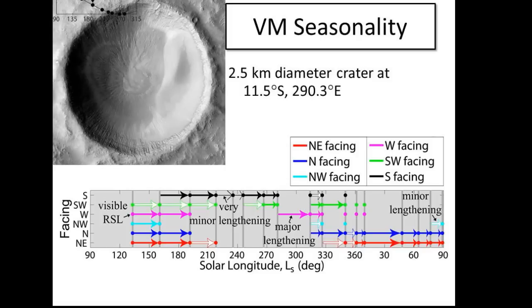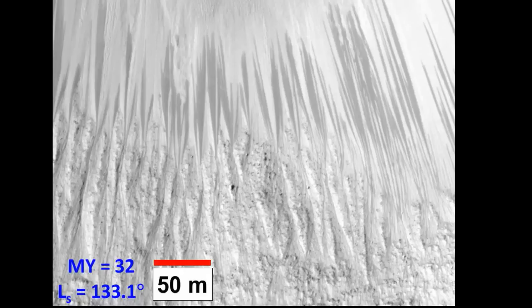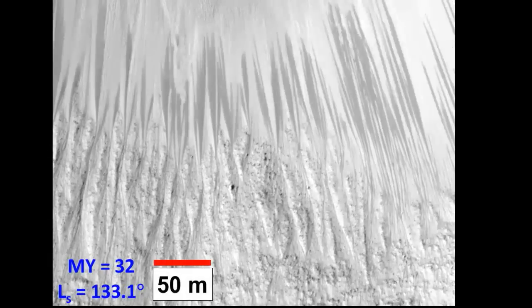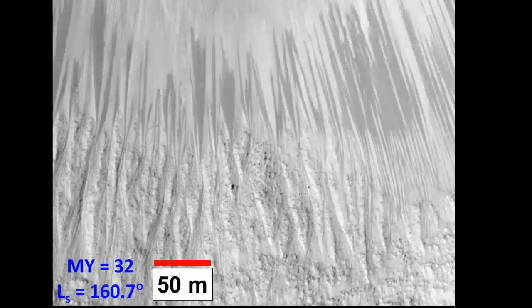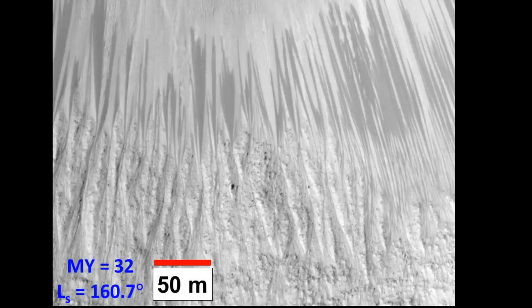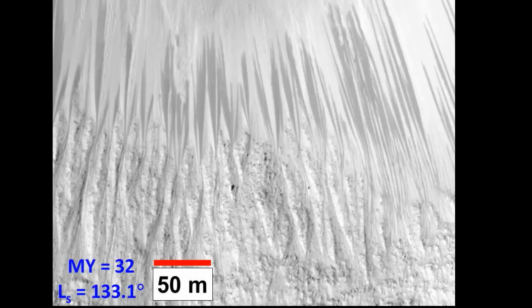Just due to time, I'm going to skip over this real quick because I'll talk about it a bit later. These things also lengthen slightly differently. Here we have two different images, taken a few Ls apart. You're seeing a lot of lengthening going on here, but you're also seeing fading at the same time. This is the earlier image. If you look right in here, this RSL is going to go away, and it's replaced by another one.